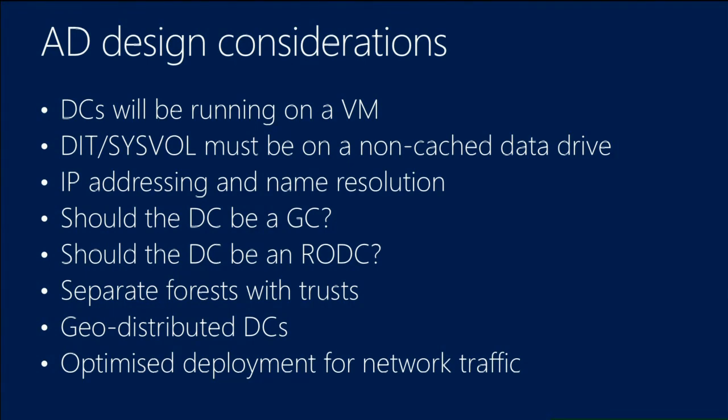We need to consider IP addressing and name resolution. There are some gotchas around IP addressing. We need to work out if our DCs should be GCs. Should they be RODCs? Should we be using separate forests with trusts? What happens if, for fault tolerance, we want to put part of our AD in one part of the world and part of our AD in another part of the world? How do we manage replication between those ADs? And then we need to think about optimizing deployment for network traffic.